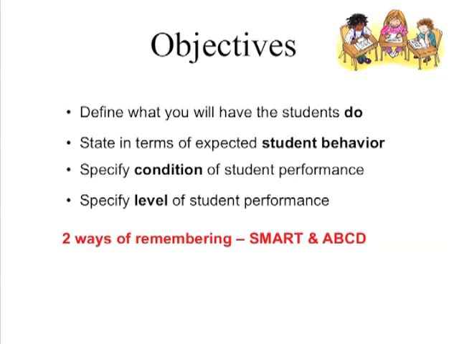There are two ways of remembering how to write an objective. One is SMART and one is the ABCD. By the way, those are two acronyms that we're going to use here, and we've already used SMART. However, there are other ways to remember how to write an objective. So the ABCD method.